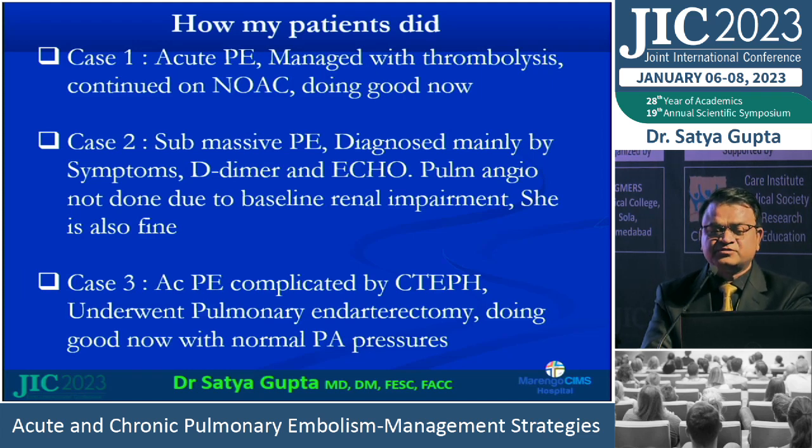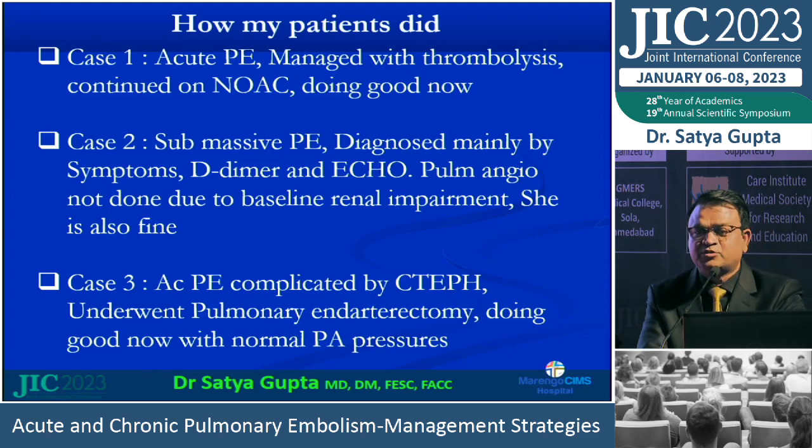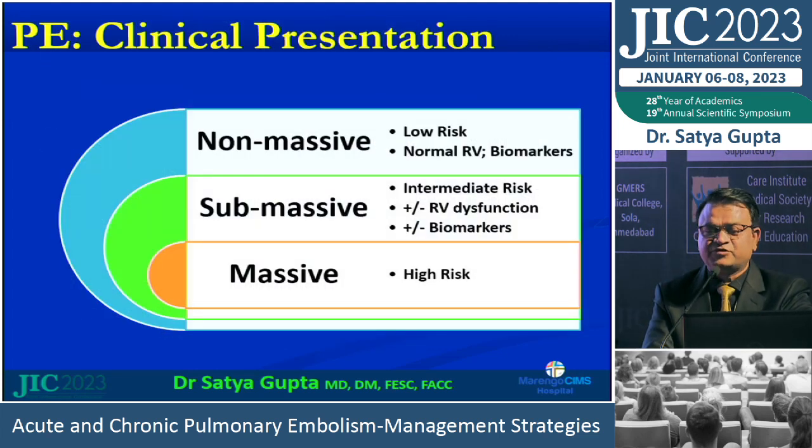The second patient was an 83-year-old lady who had submassive pulmonary embolism. She was diagnosed with the symptoms and the echocardiography. Pulmonary angiogram was not done because of her borderline creatinine, and she is also fine. The third patient, acute pulmonary embolism complicated by CTEPH, underwent pulmonary endarterectomy, and she is also now doing good, and she is coming for regular follow-up.